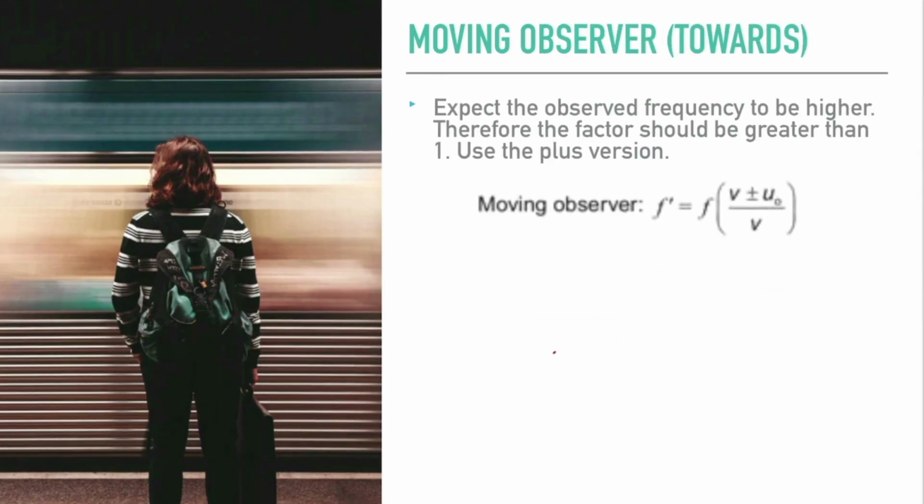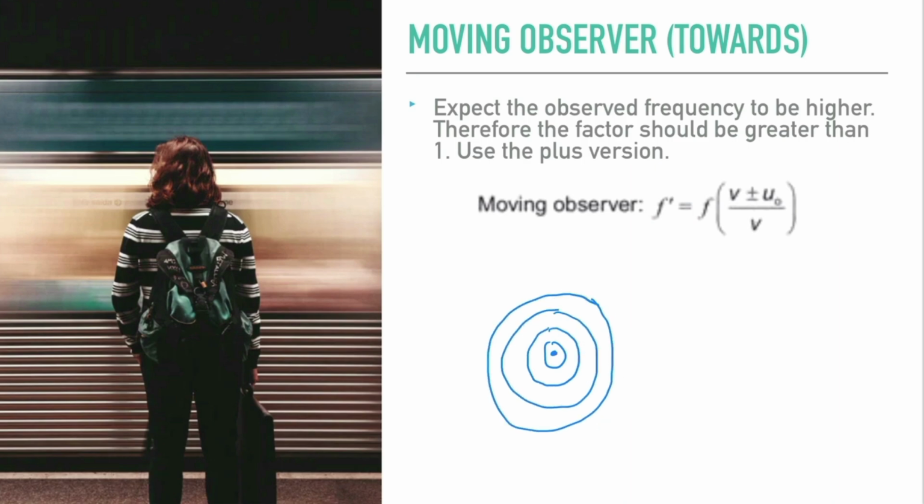So this time we have a source, it's giving out waves, but it's not moving. So the wavelength is going to be steady. Just imagine they're concentric circles, okay? And it's giving out a frequency f. And we have an observer that's moving towards it with a speed of u-o. That's the speed of the observer. And we want to know what frequency they're going to experience.